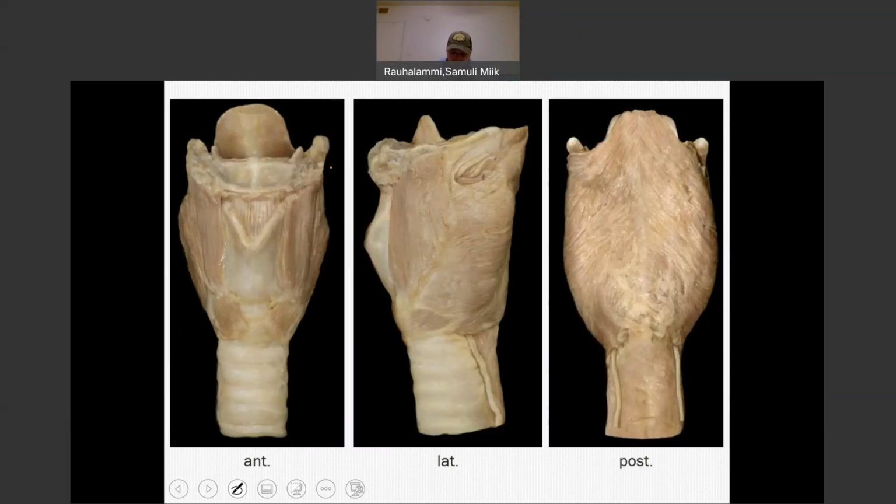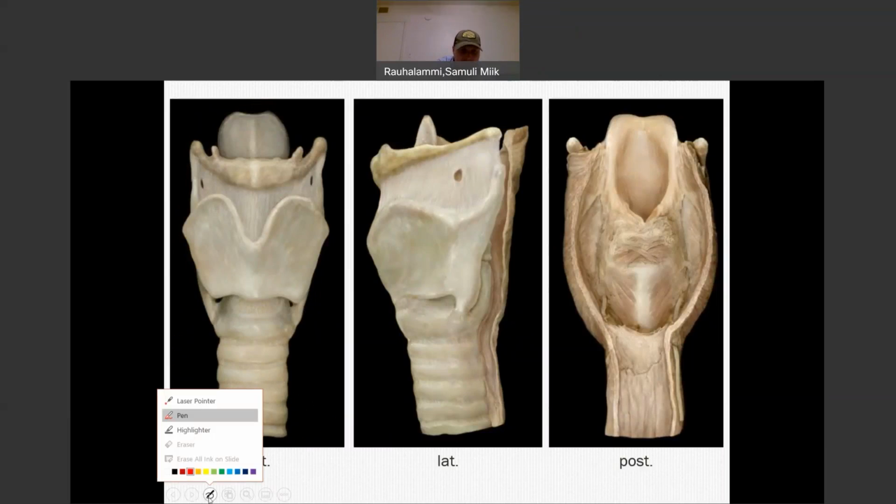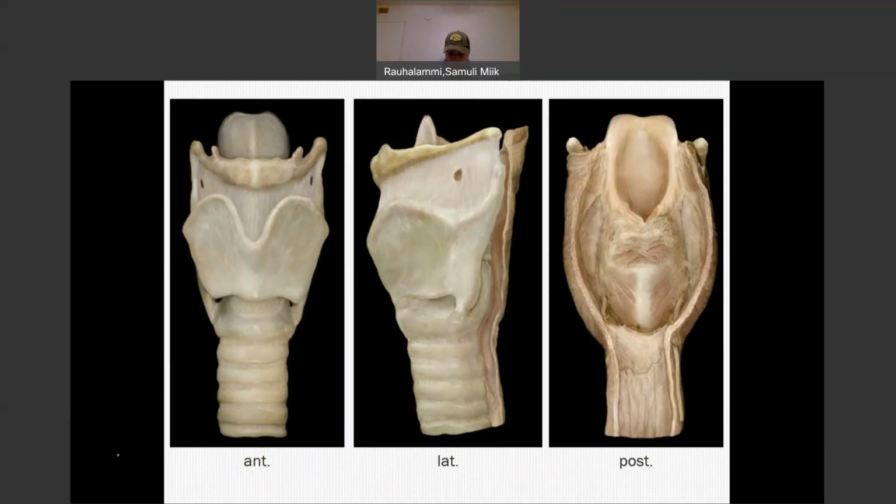Let's quickly revise what we saw earlier on by looking at this series of views of our larynx. So here, other than the cartilages, much has been cleaned off in this dissection.